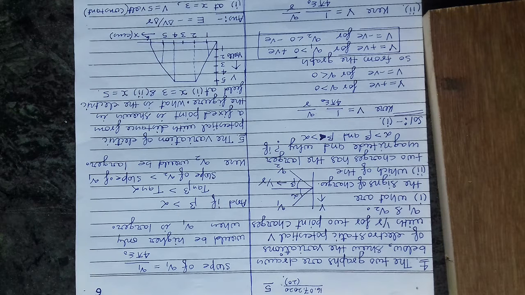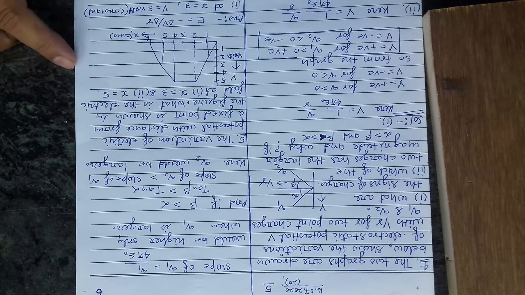Okay, similarly, if beta is greater than alpha, again taking tan on both sides, we have tan beta is greater than tan alpha. Here the slope of q2 would be greater than the slope of q1. Again, the slope of q2 would be q2 upon 4 pi epsilon naught. So the slope of q2 would be high when q2 is larger, right?